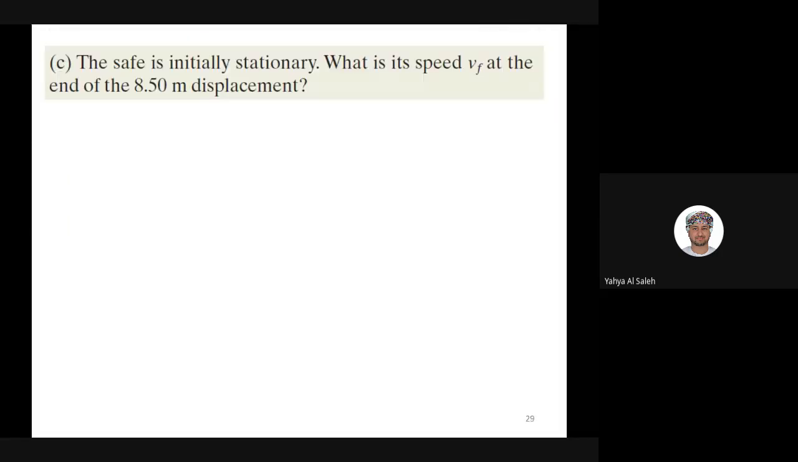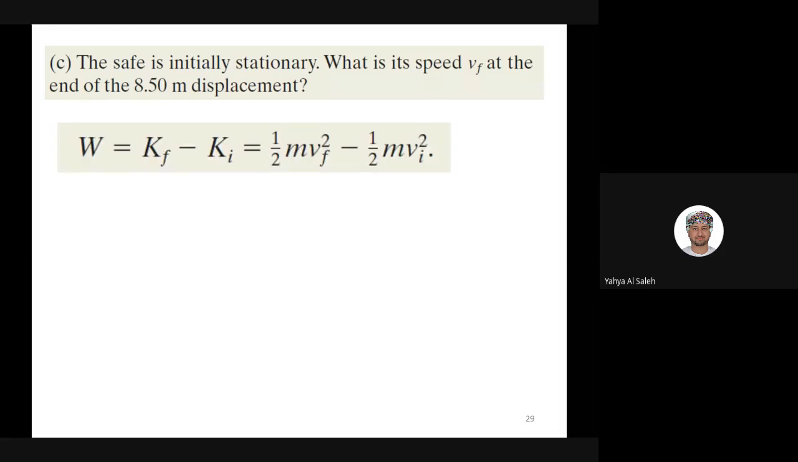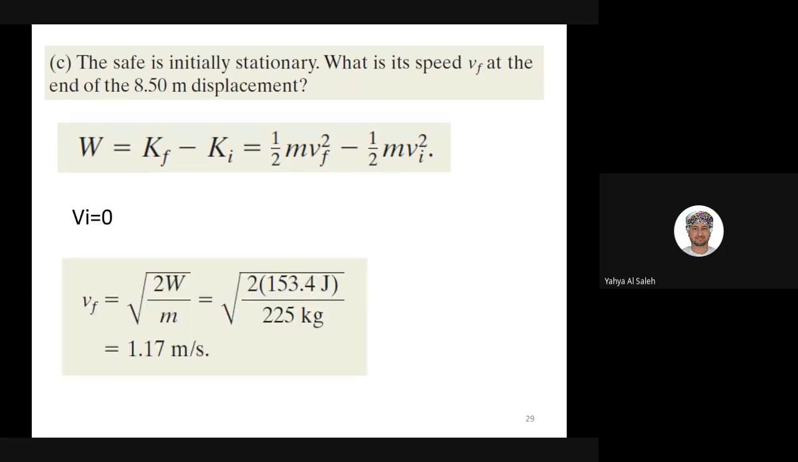The safe is initially stationary. What is its speed, vf, at the end of the 8.5 meters displacement? Now, there's more than one way to do it. We can do it our normal way using our equations, but there's an easy way to do it. Net work is change in kinetic energy. Now, since we started at 0, we want to know what is the final energy, and we know what is the total work done.